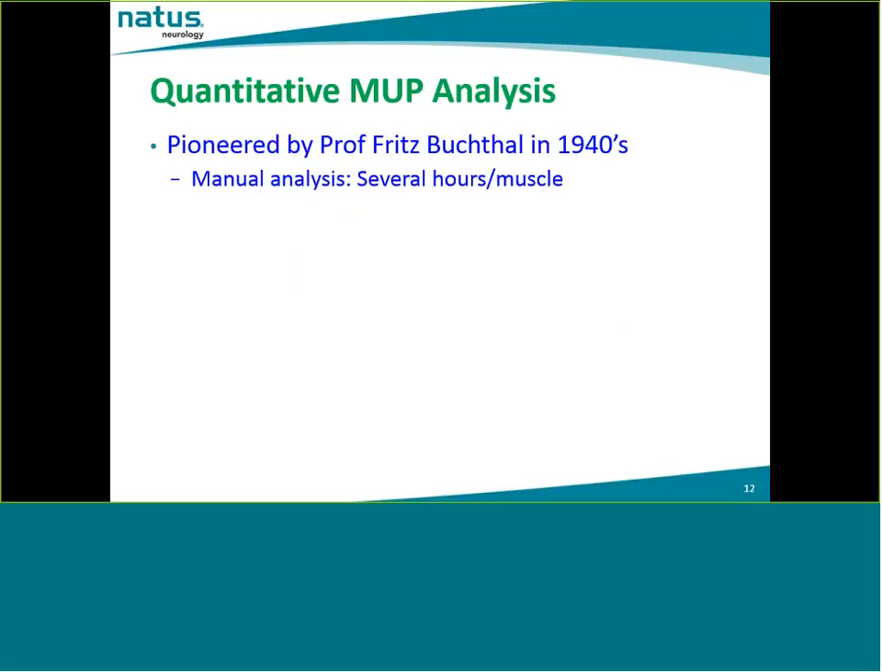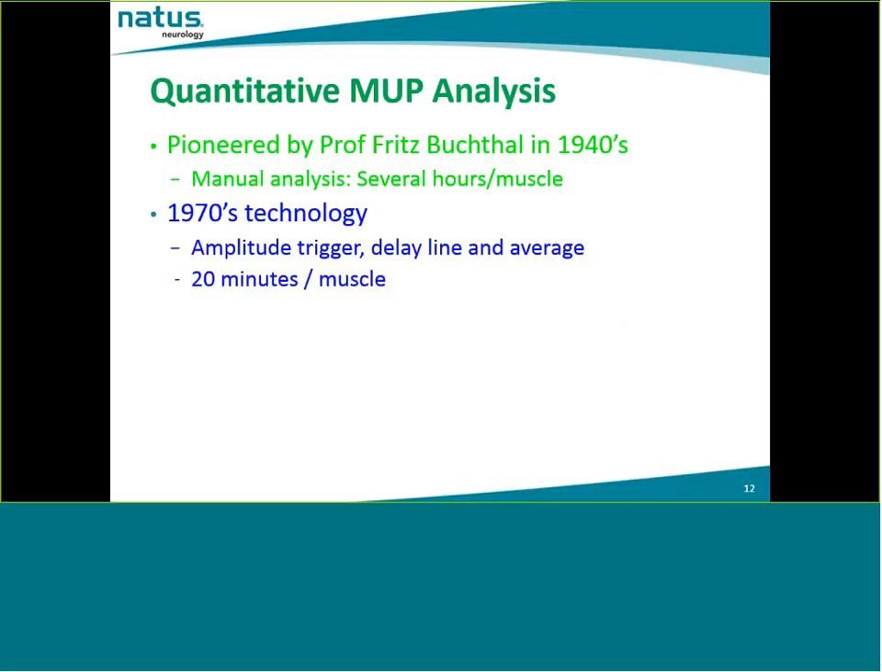Just to go through history a little bit, quantitative motor unit potential analysis was pioneered in the 1940s by Professor Fritz Buchthal, and he used to do everything manually. It used to take several hours to study just one muscle. In the 70s, we got access to the so-called amplitude trigger, delay line, and averager. It was much faster. We could select individual motor units, average them, clean them up, remove noise and interference, and make measurements. But even with that, it used to take about 20 minutes per muscle.